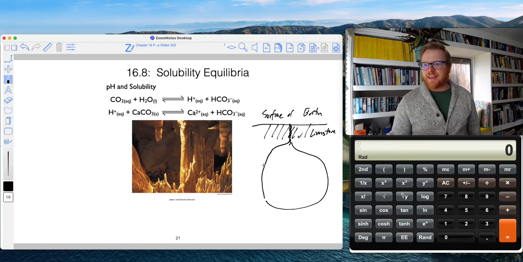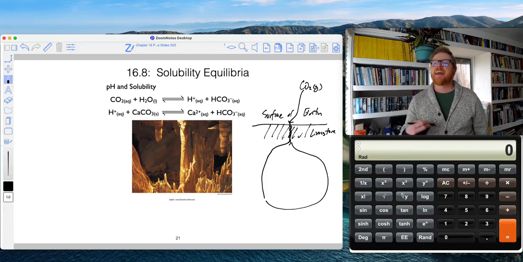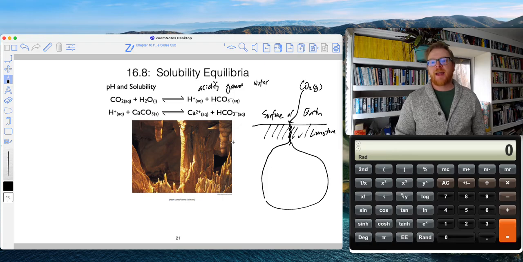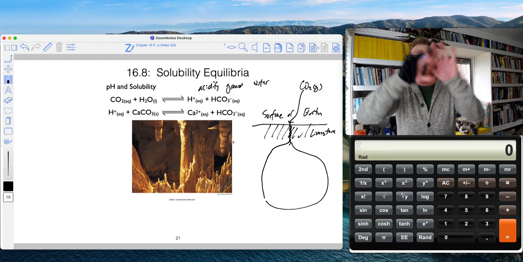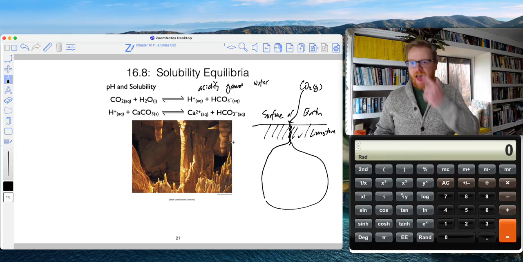So where is this acid coming from? Well, it's actually coming from CO2 in the air that gets bubbled into that groundwater. It can make the groundwater acidic via this reaction. So we'll say acidify groundwater. And if we wait millions and millions of years, it will open up an entire cavern. It will dissolve away that limestone.